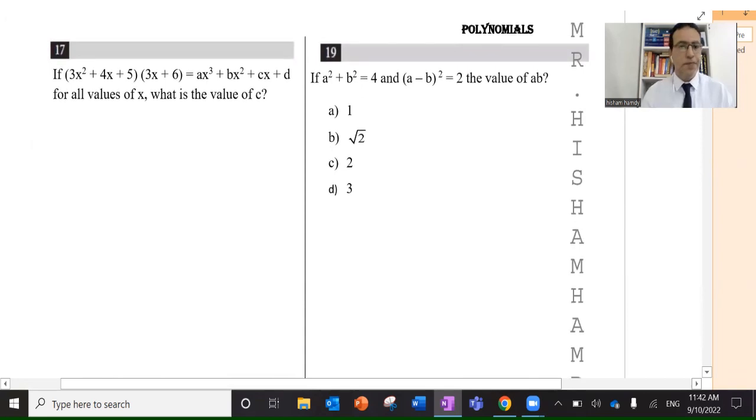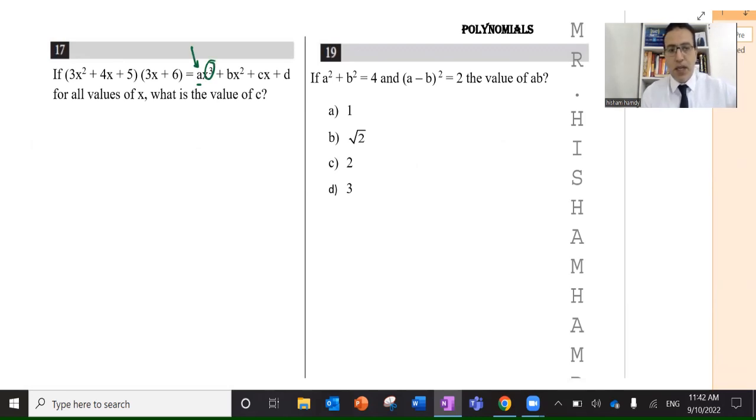Another question. Here, I'm going to solve this one not by using the expand. Listen carefully and look carefully how I'm going to solve this one. I'm not going to look for the value of a, so I'm not looking for the x power 3. I'm not looking for the value of b, so I'm not looking for x squared. I'm looking for the value of c, which represents the x. So I'm going only to multiply the brackets or the terms that give me x.